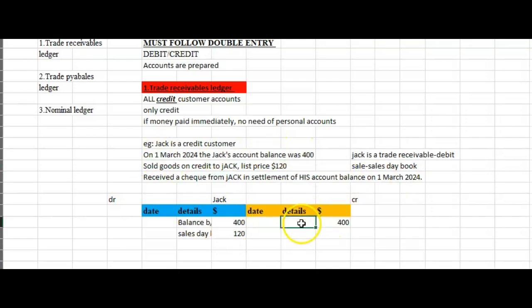Then, Jack paid us the amount he owed at the beginning, which was $400. When Jack pays us money, his account balance decreases. Since Jack owes us less, trade receivables go down. Trade receivables are assets, and a decrease in an asset is recorded on the credit side. So we enter $400 on the credit side of Jack's account. In the details column, we write the source book, which is the cash book, where this transaction is first recorded.